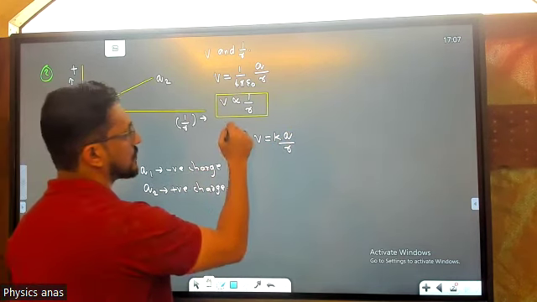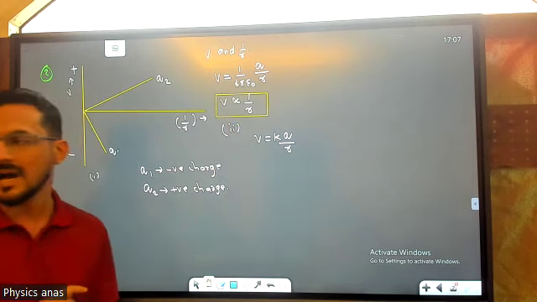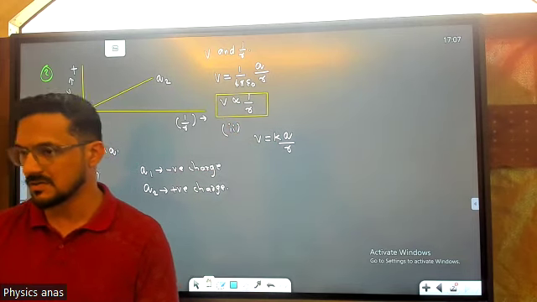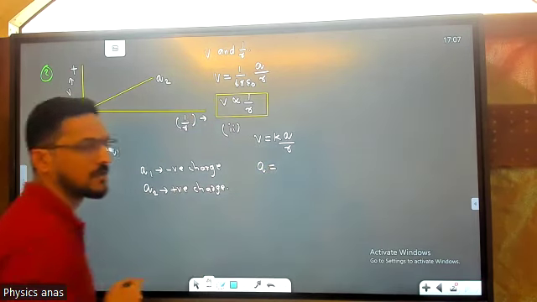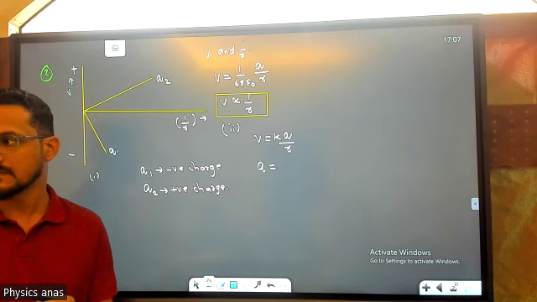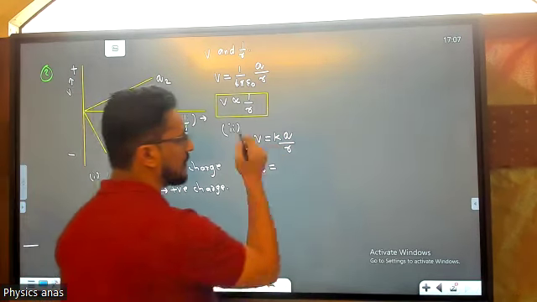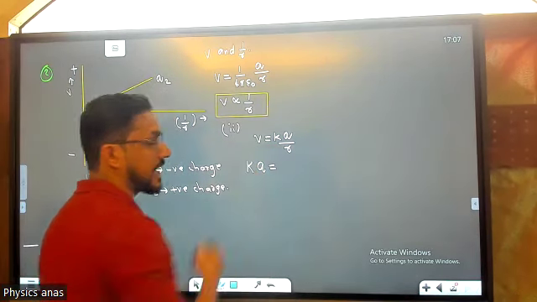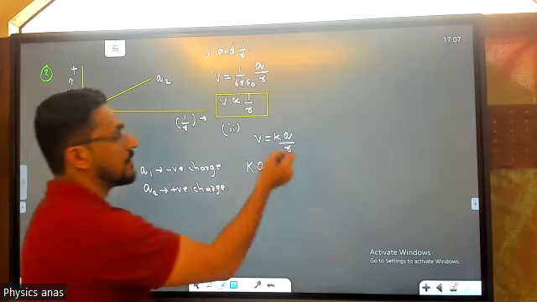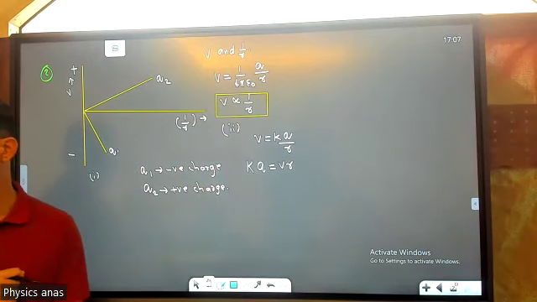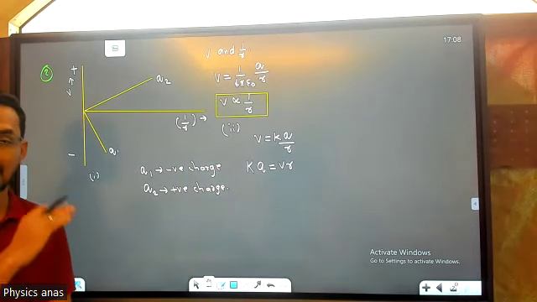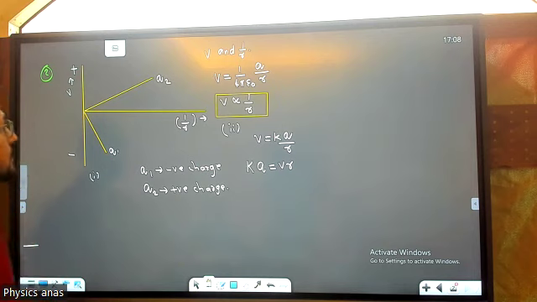I am trying to solve the second one. KQ by R is the equation, right? So what will be Q from here? KQ will be V into R. Right? V into R. What is the slope of this figure?